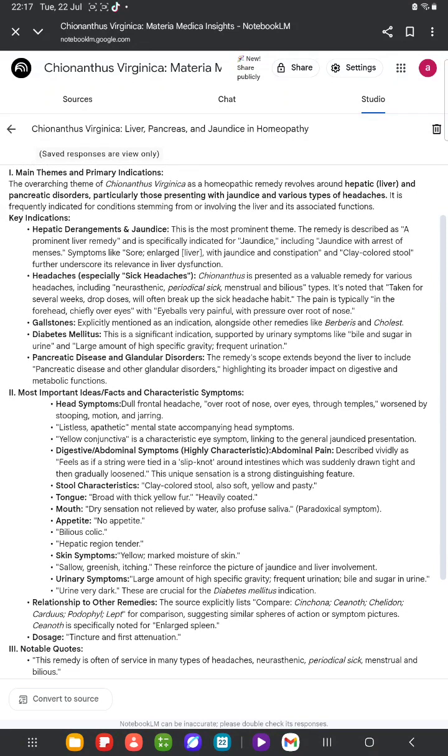For instance, he notes a dull frontal headache, but then right away links it to a yellow conjunctiva. Ah, the yellowing of the whites of the eyes. Exactly, which points straight to the liver being involved. And the tongue description is just as specific: broad with thick yellow fur. But then we get to the mouth, and this is really peculiar. He says, dry sensation not relieved by water, also profuse saliva. Yes, that's quite the paradox, isn't it? How can you have both?